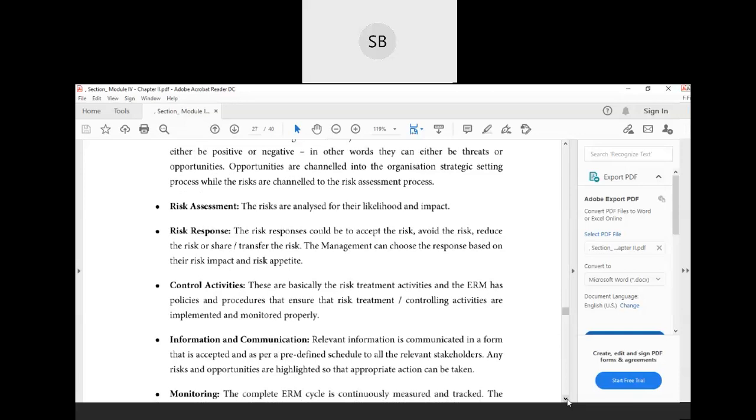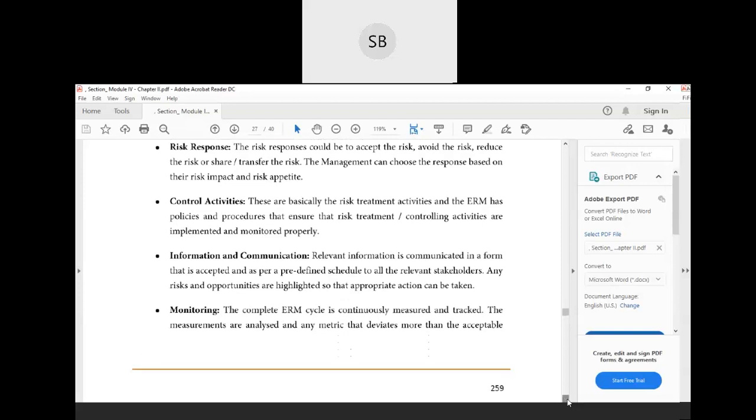For that purpose, scheduled meetings are held to inform them of the actions and policies that have been taken, or that we are deciding to take. Everything is shared so that any risks and opportunities are highlighted, and appropriate action can be taken. Okay, so they get a better understanding of it.